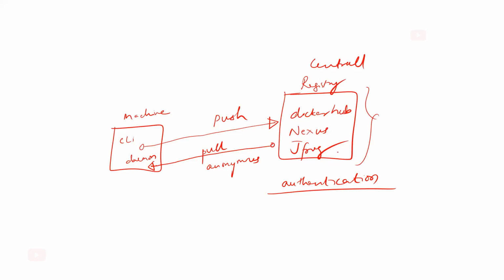Similarly for Nexus and JFrog that you set up internally in your organization, they also require authentication. Plus, they also need authorization. They will check whether you are authorized to push and store images in Nexus and JFrog or not. But usually in Docker Hub, you don't see the authorization part, it is just authentication. Clear?